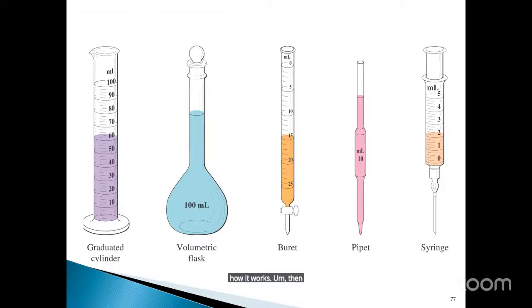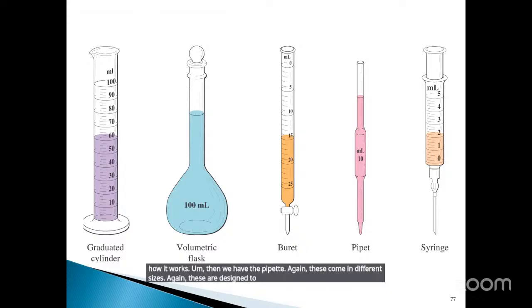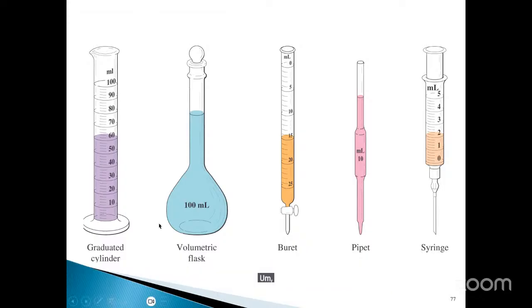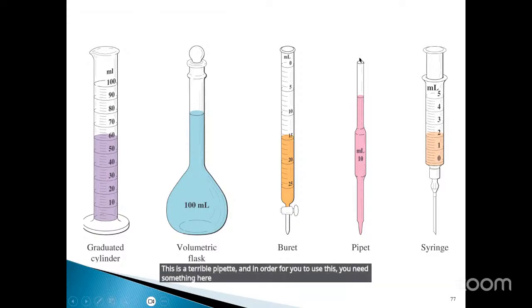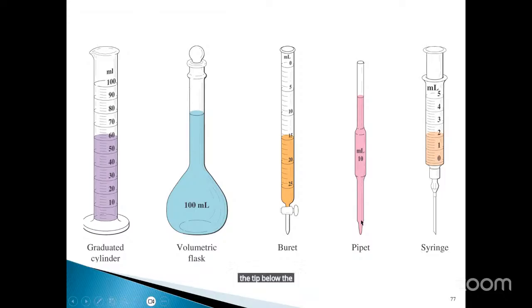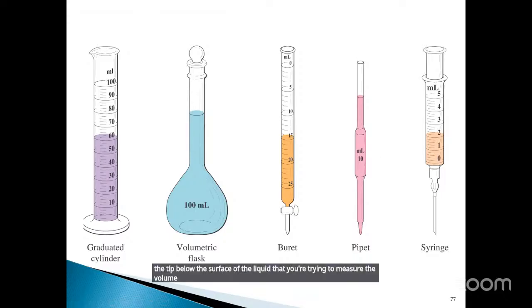Then we have the pipette. Again, these come in different sizes, and they are designed to measure one particular volume. This is a 10 mil pipette. In order for you to use this, you need something to suck the liquid up. We have what is called a pipette filler. So you attach it to the top part of the pipette, and then you dip the tip below the surface of the liquid that you're trying to measure the volume of.